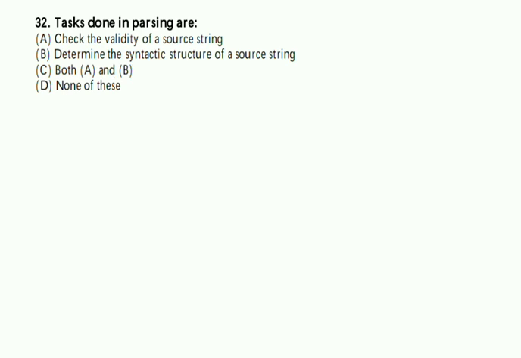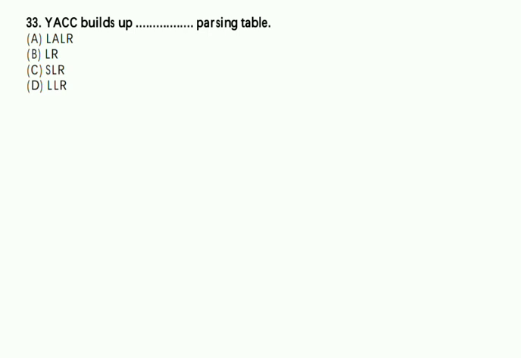Next. Yacc builds up a dash parsing table. Yacc is a computer program for the Unix operating system. It is a look-ahead left-to-right parser generator, the part of a compiler that tries to make syntactic sense of the source code. So it is option A, LALR parser.